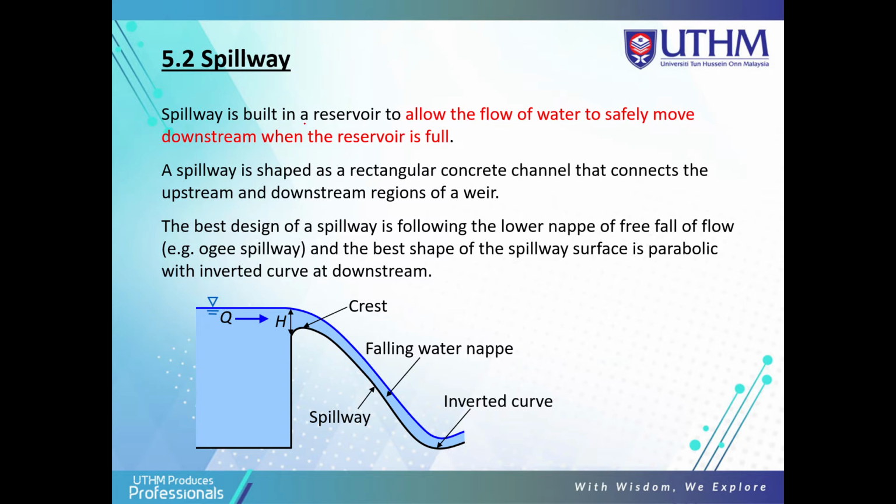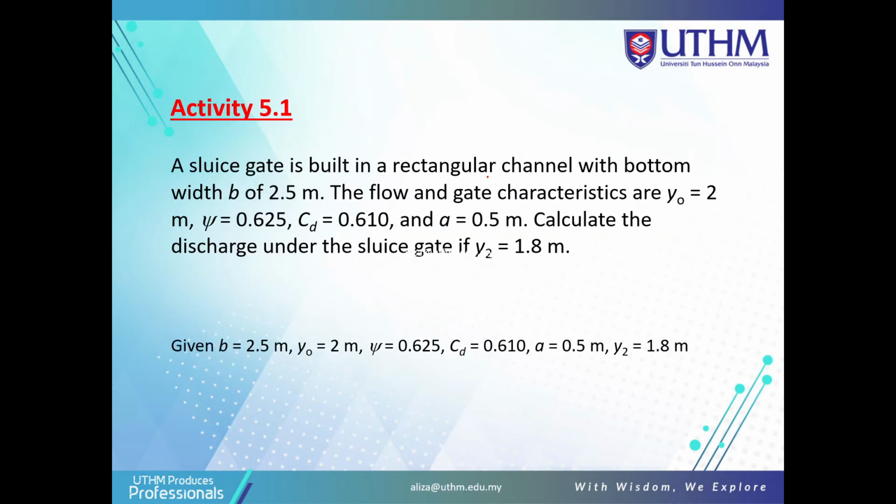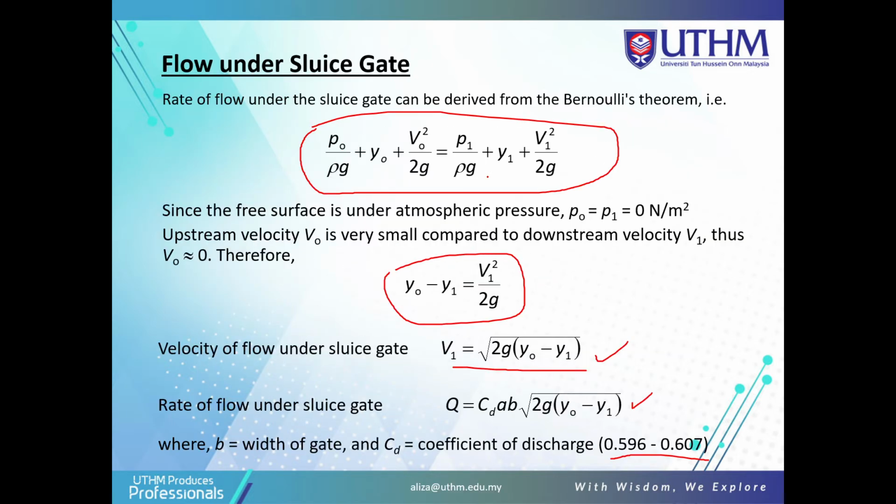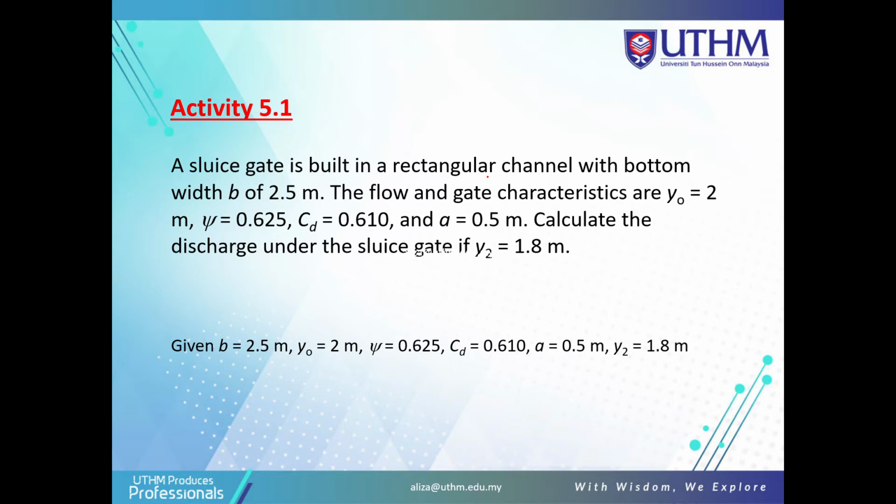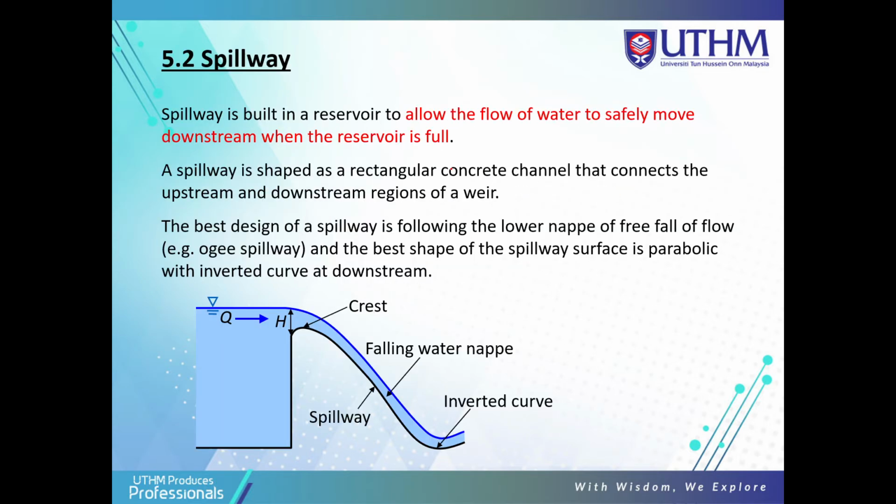A spillway is built in a reservoir to allow water to safely move downstream when the reservoir is full. A spillway is shaped as a rectangular concrete channel that connects the upstream and downstream regions of a weir. This part is more on theory for hydraulic structures.